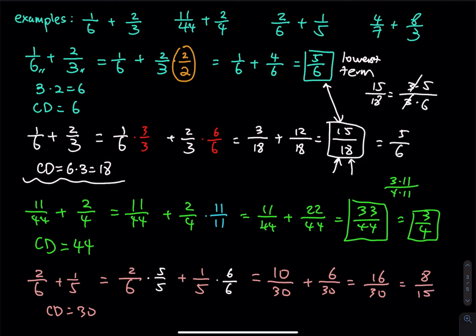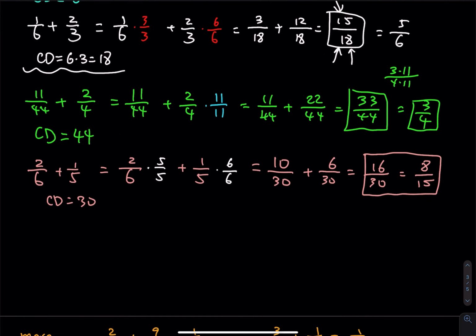16 divided by 2 is 8, 30 divided by 2 is 15. In my class, especially when all the problems are written on paper, I accept both. But if you are doing homework online, they might want the 8 over 15, not the 16 over 30, especially if the purpose of the section or the lesson is asking you to reduce the fraction. All right, so moving on to the next one.